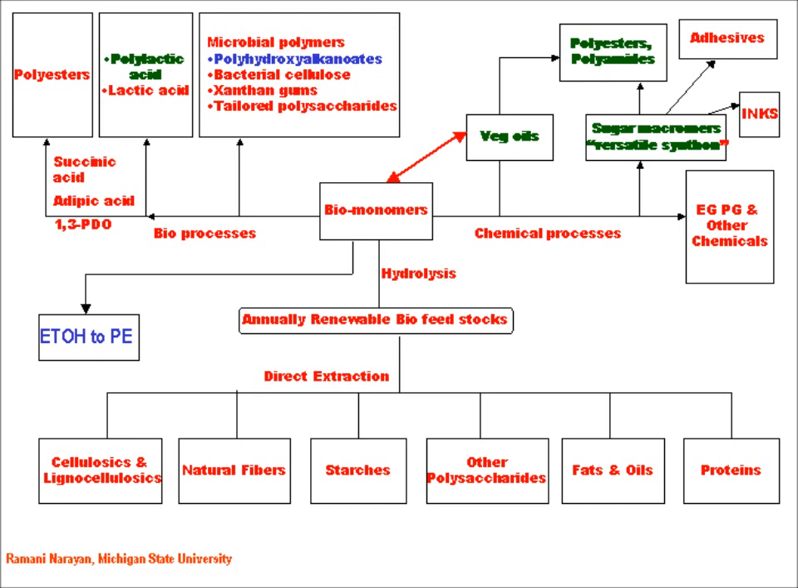You can take the vegetable oil as your platform, and you can make your polyesters and polyamides. All right? So that's your value proposition over there. Okay, so now let's go further and look at the next slide.